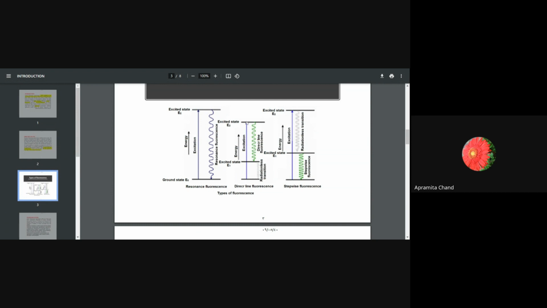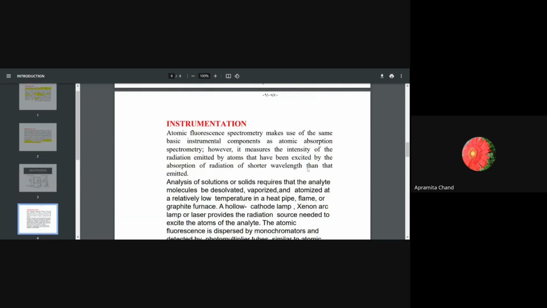In direct line fluorescence, it is getting excited, then it is stepping back into an intermediate state, and then a radiation-less transition is occurring. And in stepwise fluorescence, first it is getting excited, then it comes back to an intermediate state through a radiation-less transition, and finally it gives a stepwise transition.